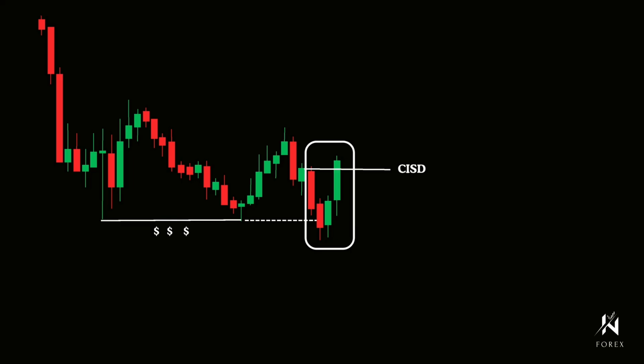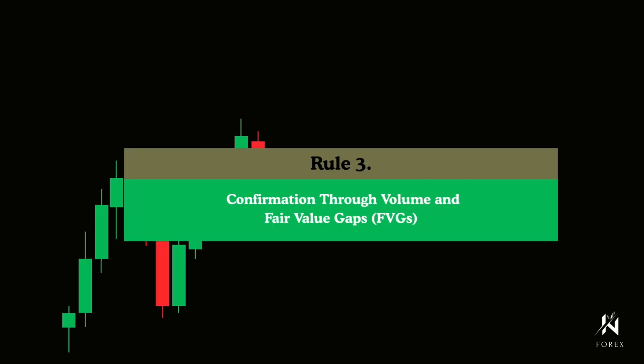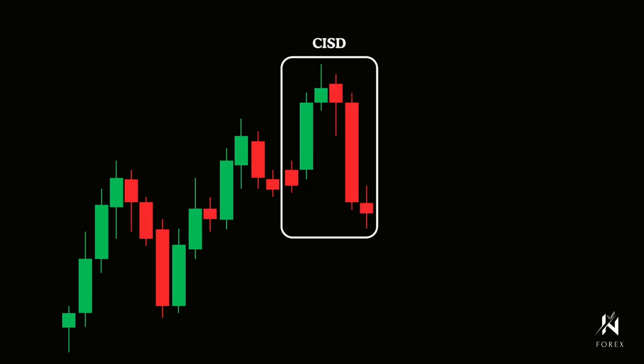This liquidity event acts as a catalyst, allowing smart money to reverse direction with sufficient momentum. A CISD that follows such a sweep is much more likely to play out, as the market has already cleared out one side of the order book. Checkmark rule number 3: confirmation through volume and fair value gaps, FVGs. A reliable CISD setup is often backed by volume and momentum confirmation, both of which can be seen through the formation of fair value gaps.